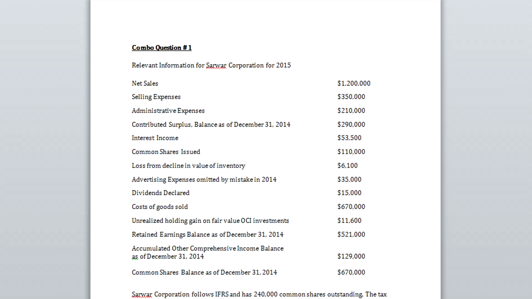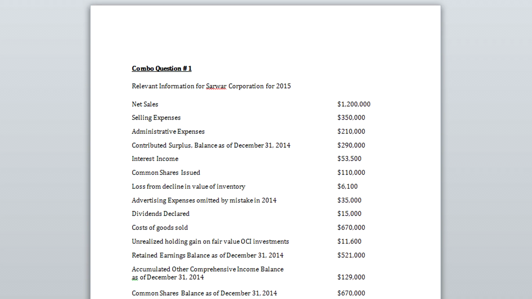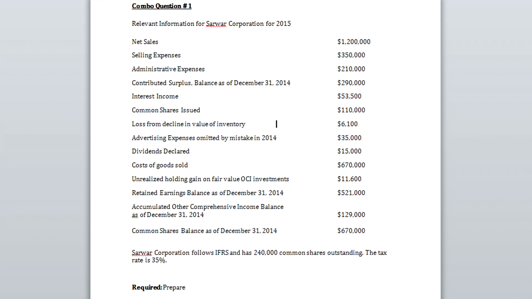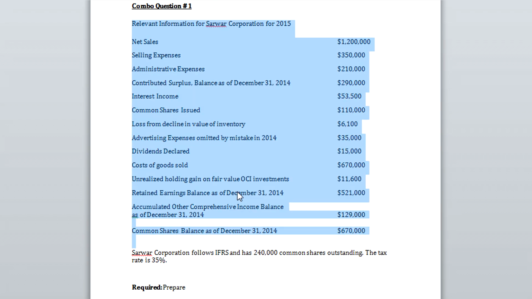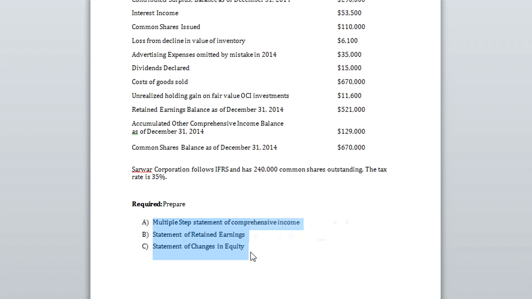Welcome everybody to another one of these exercise solvers here. What I got for you today is what I like to call a combo question. What I mean by combo question is that the question gives us all this relevant information, and it's one that's going to involve us preparing more than one kind of statement.